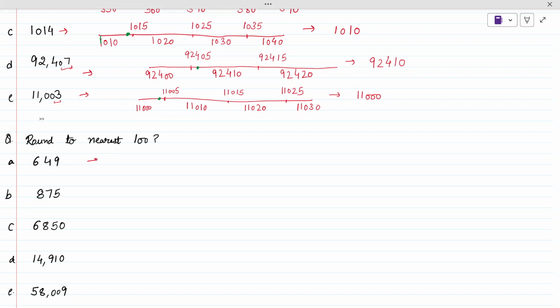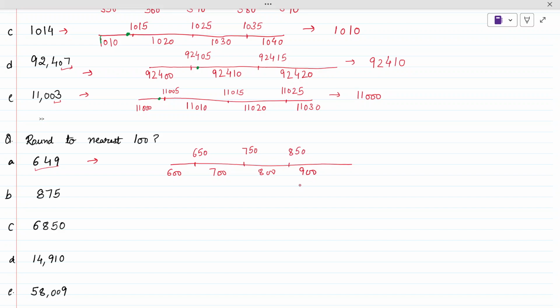Now in this case, in 649, we have to consider these three places. Okay, so if I draw a number line, it will be something like, with the intervals of 100, it is 600, then 700, 800, 900 and so on. All right, now I will mark their midpoints. 650 here, 750 here, 850 here.